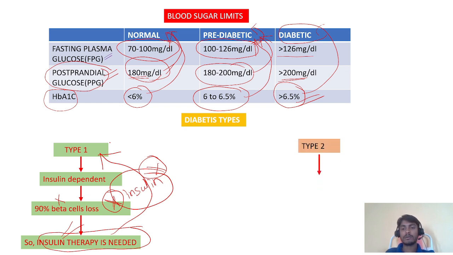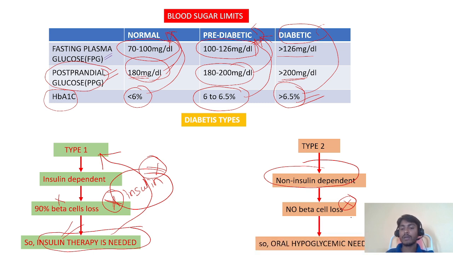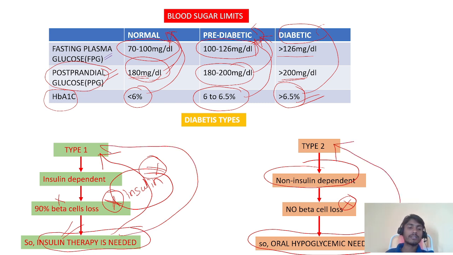When it comes to type 2 diabetes, it is non-insulin dependent. There is no beta cell loss. Here oral hypoglycemic drugs are needed, so drugs can be given in case of type 2 diabetes. Insulin therapy means supplement of insulin, by subcutaneous route or any other route, which is useful in case of type 1 diabetes.